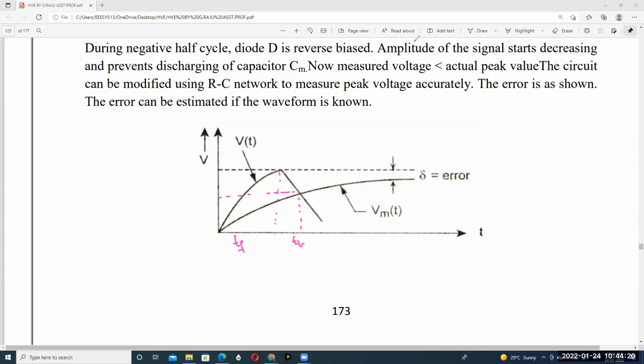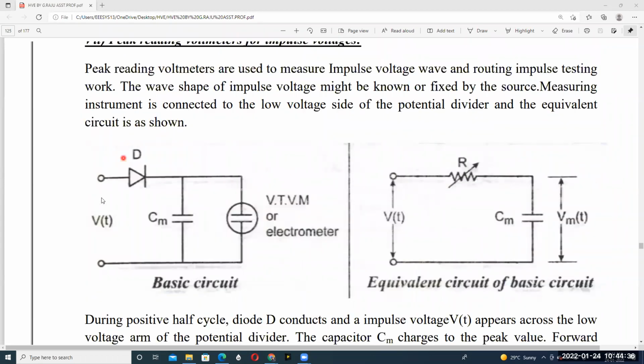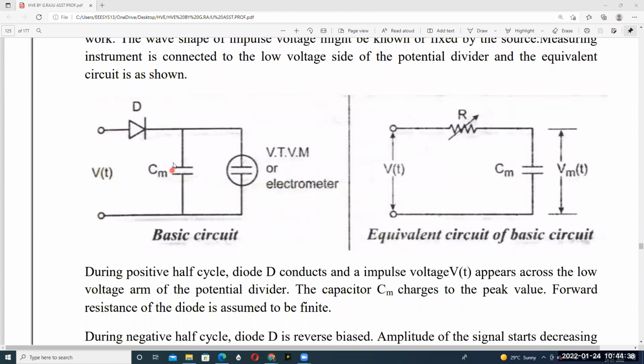This is our actual input voltage V of t. Understood? This is called our impulse voltage. This impulse voltage is applied to the meter, the peak reading voltmeter. Here we apply that impulse voltage to this basic peak reading voltmeter.